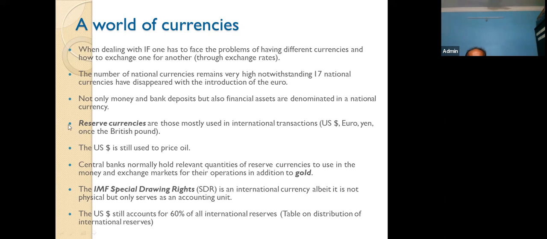The next one is that central banks normally hold relevant quantities of reserve currencies to use in the money exchange market for their operations, in addition to gold. So apart from gold, we learned in the last session about the Bretton Woods system. Do you remember the Bretton Woods system? Gold standard.